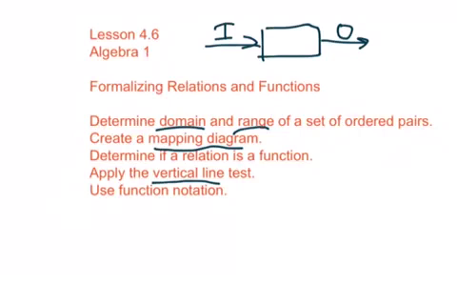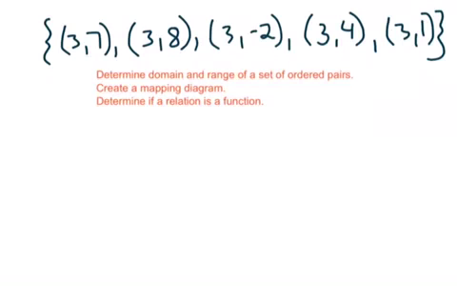Now in today's lesson there's really three types of problems. The first type of problem will hit these goals. The second type of problem will be over the vertical line test. And last we'll learn about function notation. So learning about the words domain and range, a mapping diagram, and determining if we actually have a function.